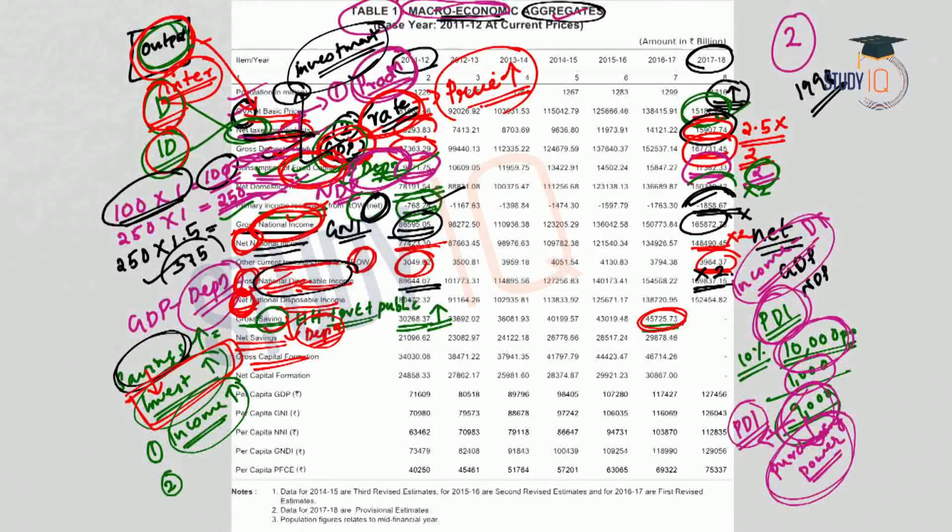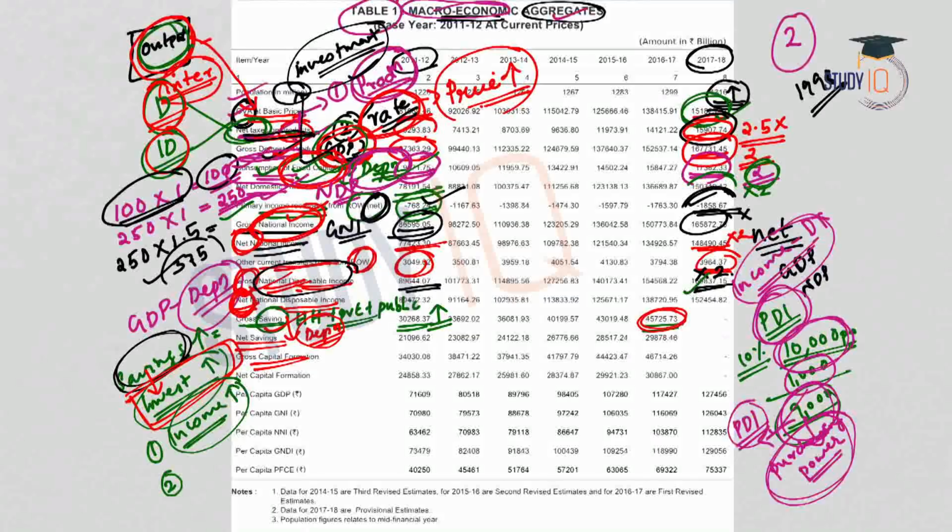Secondly, there is more formalization in the economy. That means more people are working in the formal sector, because it is mainly in the formal sector that people pay income taxes. So when there is more tax paid, it means more formalization of the economy.